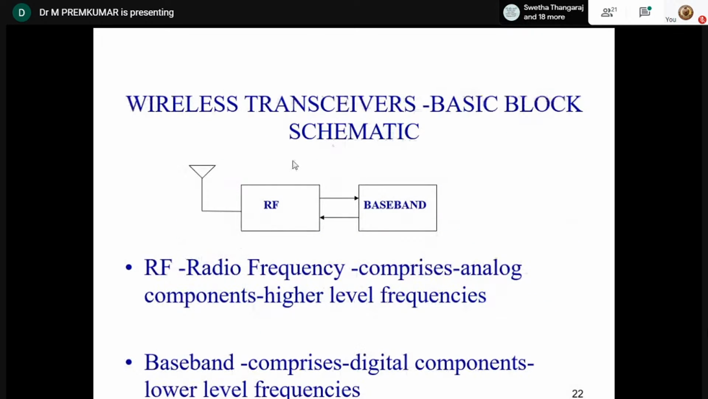As I've been explaining through these slides, the basic block schematic of a wireless transceiver is actually divided into two types.